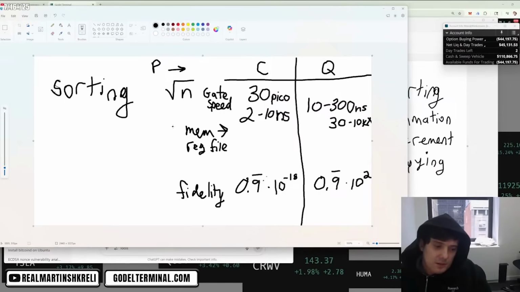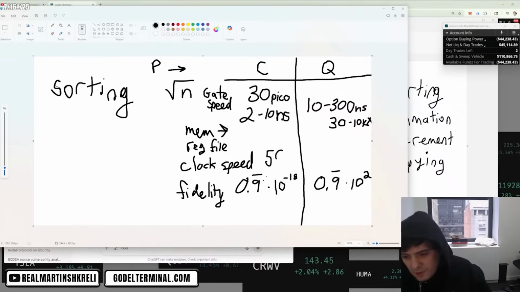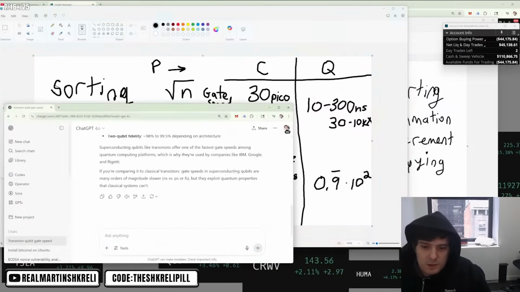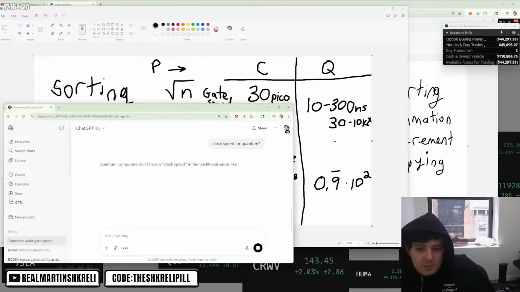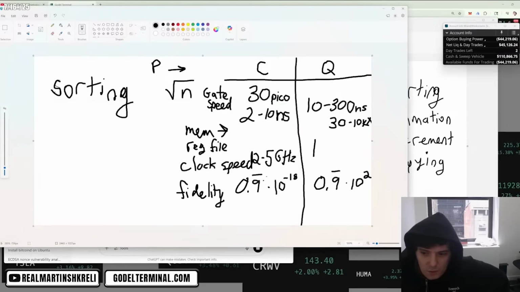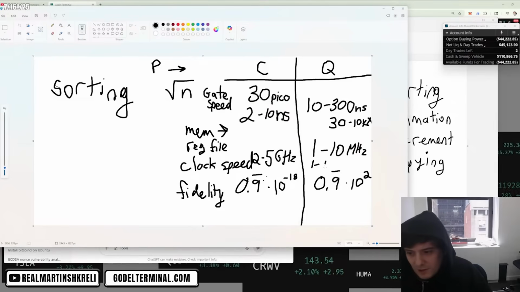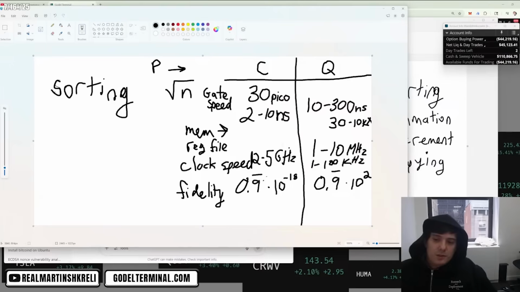And then finally, how fast is our clock speed? That's the gate speed. Clock speed, we all know the clock speed of computers right now, they're around anywhere from 2 to 5 gigahertz. These gate speeds compound. So it kind of looks like 1 to 10 megahertz for quantum, which we've talked about. I actually think it's slower than that, but ion traps are 1 to 100 kilohertz. So it depends on whether you're ion trap or superconductor.